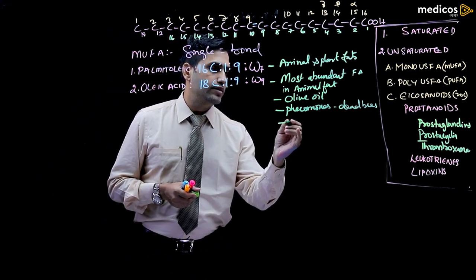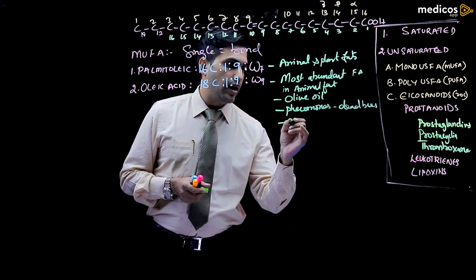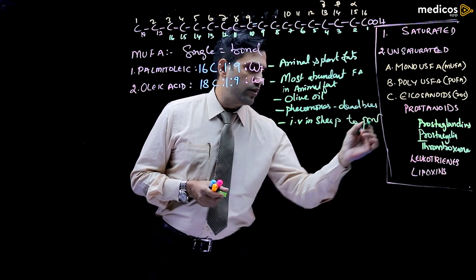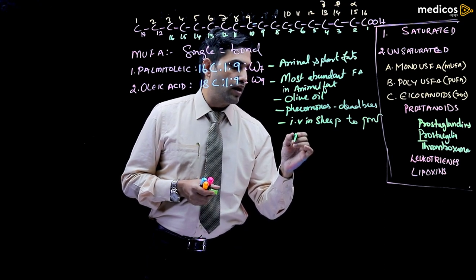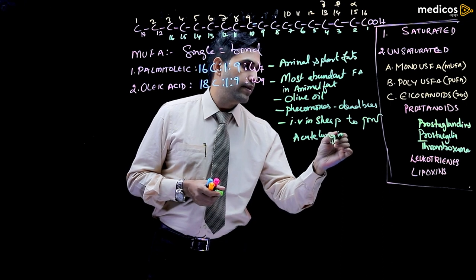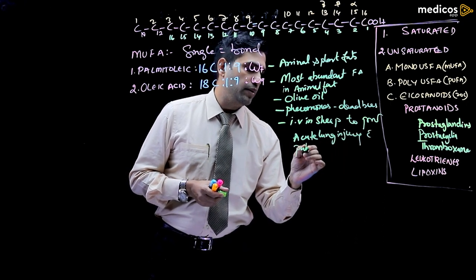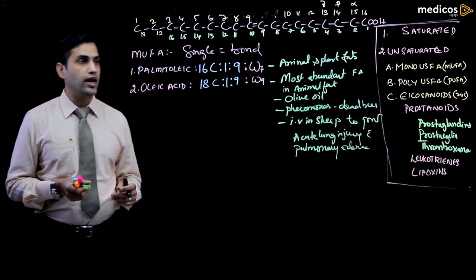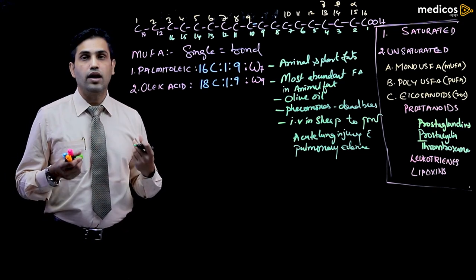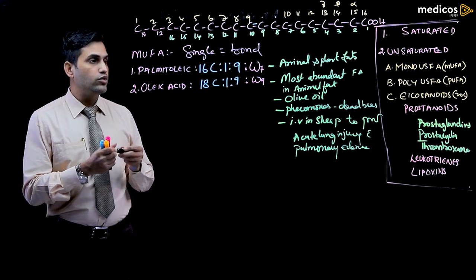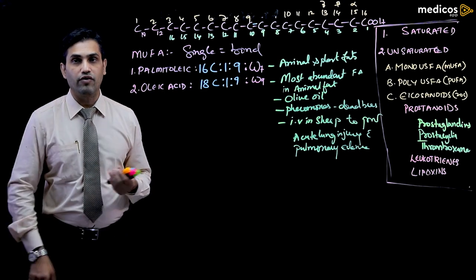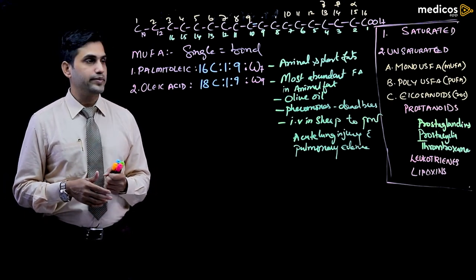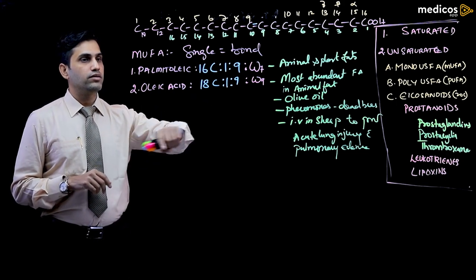Next, it is used experimentally as IV in sheep to produce acute lung injury with pulmonary edema. If you give oleic acid IV, your lungs start getting damaged and acute lung injury will occur along with pulmonary edema. Now, why do they want to give it to the sheep? Because they want to study the effect of various drugs in acute lung injury and pulmonary edema. For that, they are going to torture the poor sheep instead of eating them. It was sick. Okay.